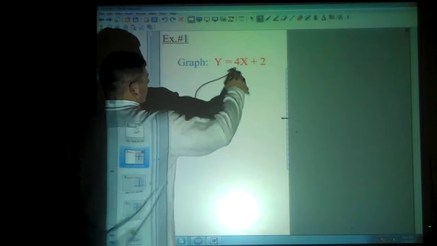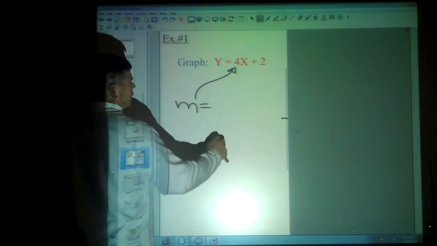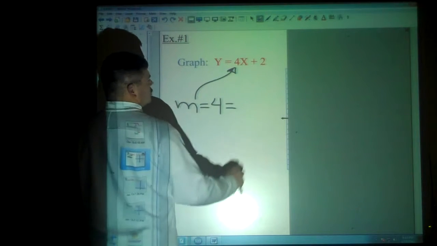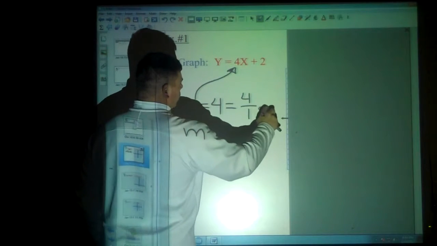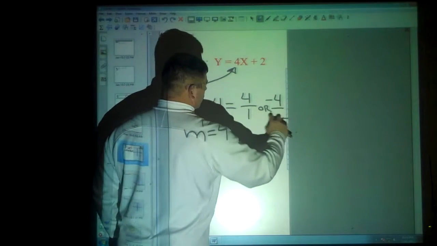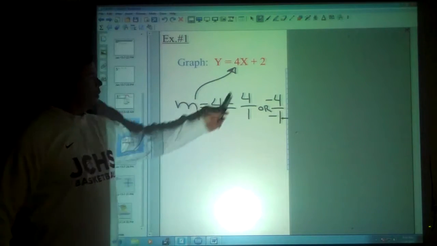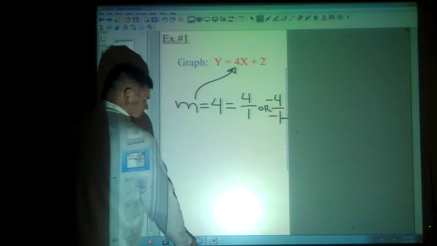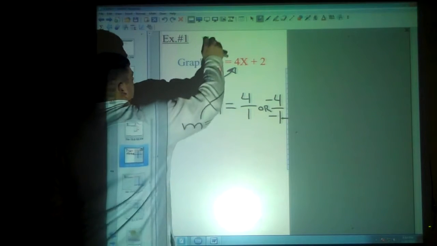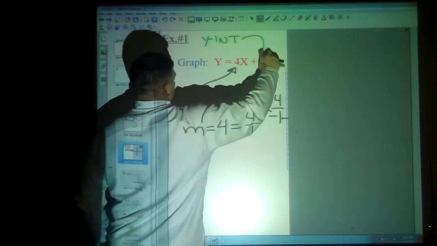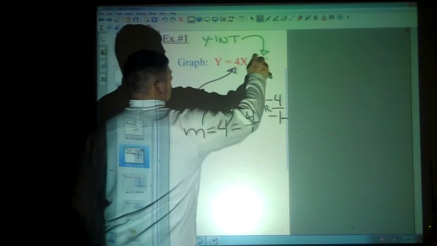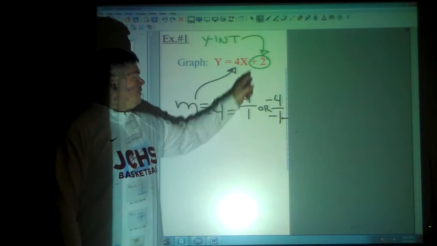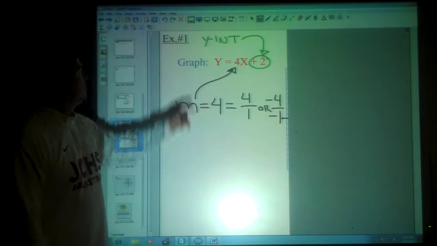For example, this 4 is our slope, which we know the slope is always the rise over the run. So you could rewrite it as 4 over 1 or negative 4 over negative 1. Those are the same thing. 4 over 1 and negative 4 over negative 1. So here's our slope. That's pretty good. We also know that we have a y-intercept at positive 2. So that's a really important piece of information. With these two pieces of information, I can make the entire graph.